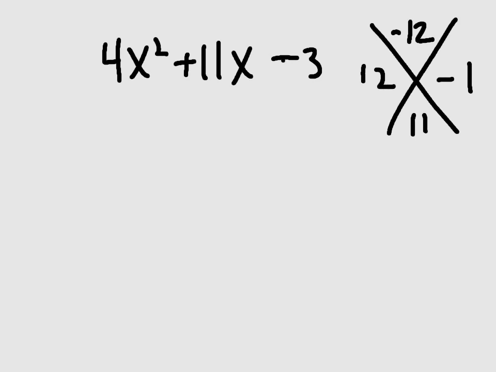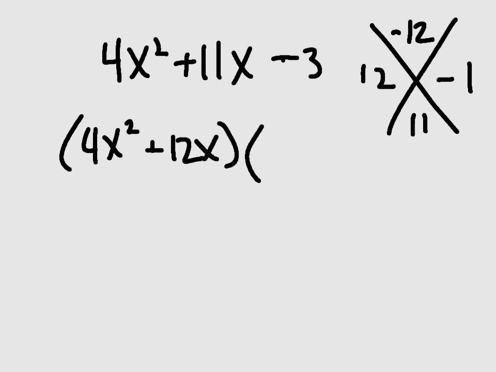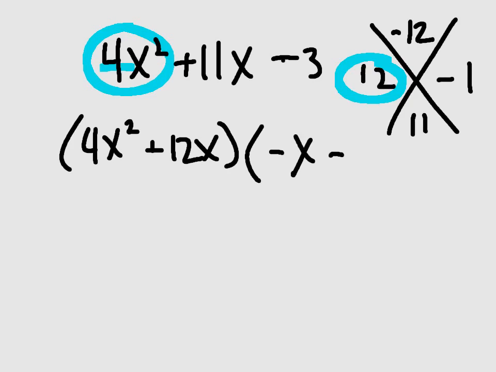So we'll group our terms together. 4x squared plus 12x from here and here. And then we'll group our second terms. Negative x minus 3 from here and from here.